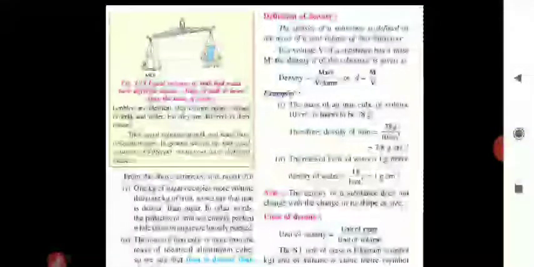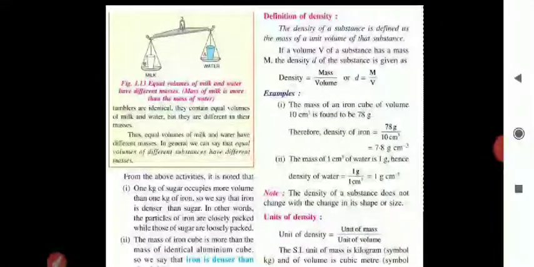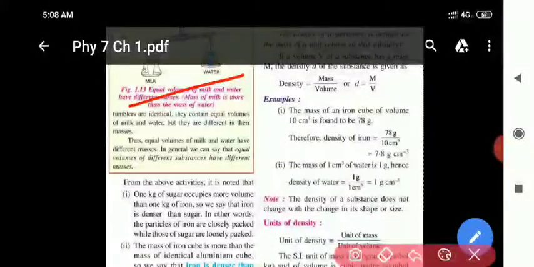One more example is there of milk and water. Equal volume of milk and water is taken. The glasses of same type are there. One glass is filled with milk and the other glass is filled with water. Now volume of two glasses are same, but milk is heavier than water. So it shows that equal volumes have different masses.